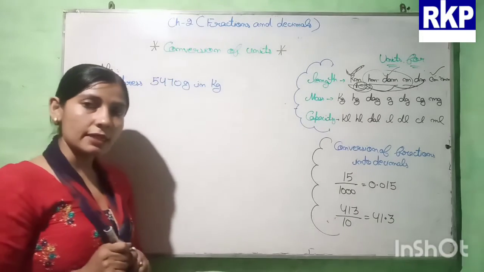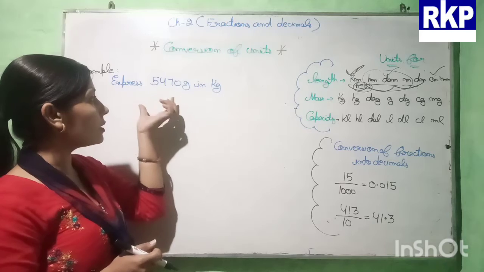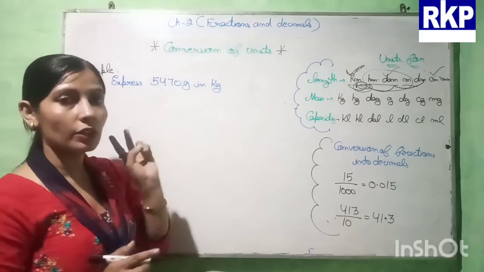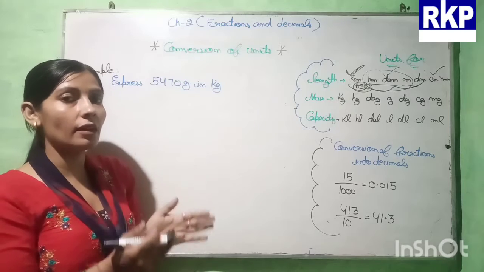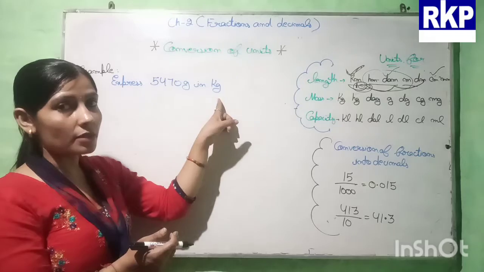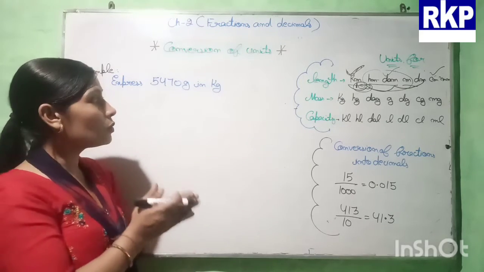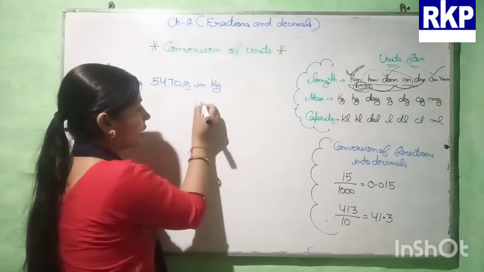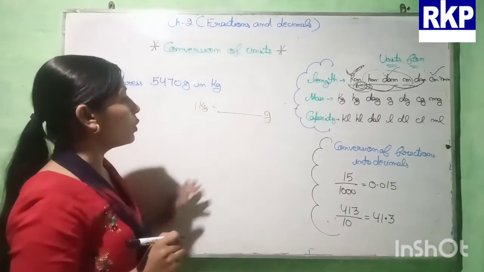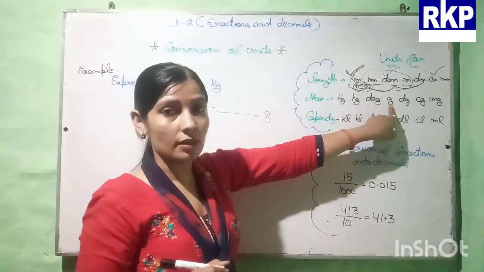Now students, let us take one more example. Here we have to convert 5470 gram into kilogram. Here also we are having 2 units. First we will write the relation between gram and kilogram. Kilogram is the greater unit and gram is the smaller unit. So we will write here 1 kilogram is equal to dash grams. Here is written kilogram and here is written gram.